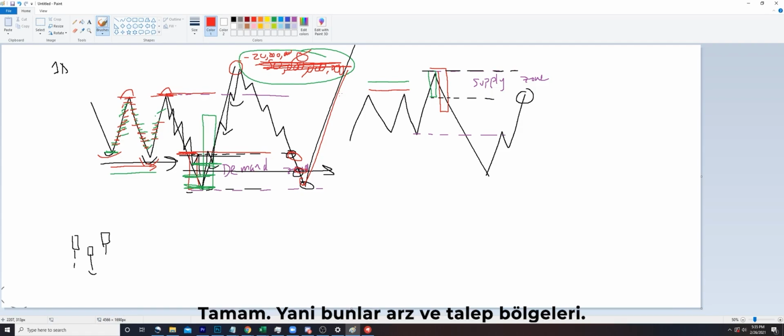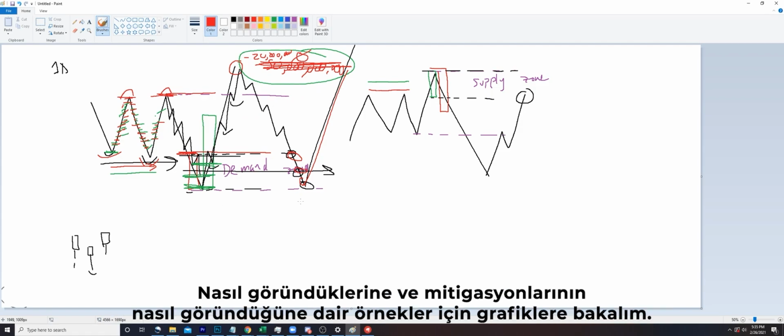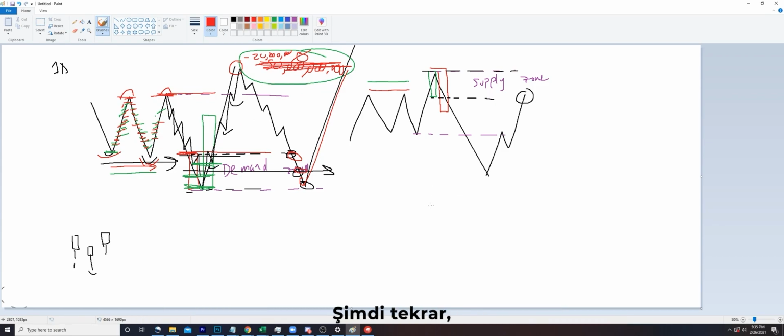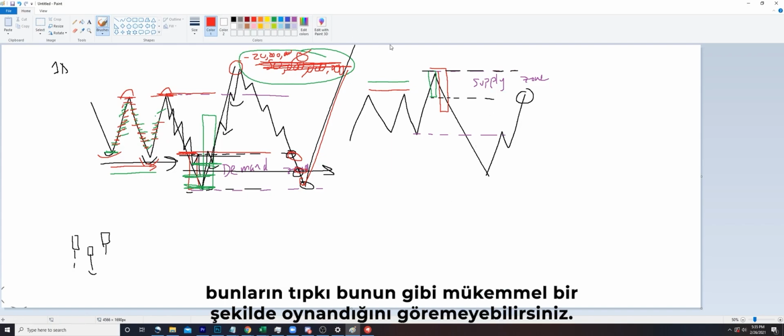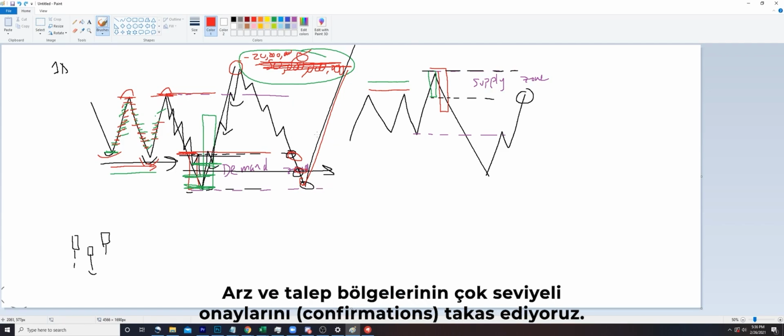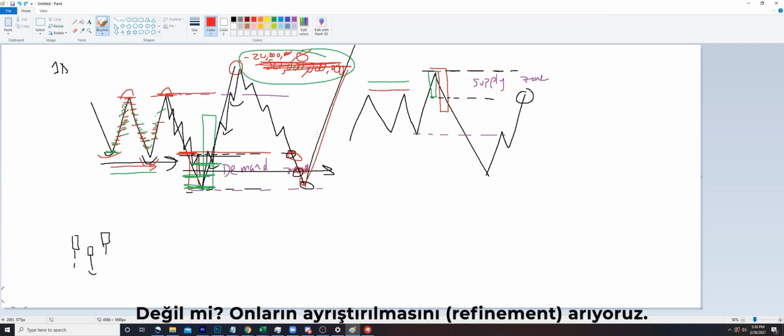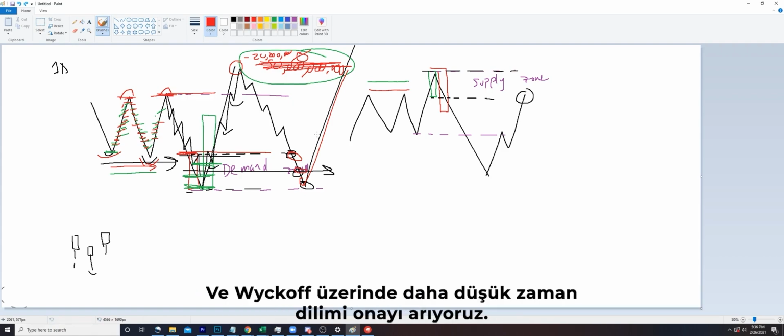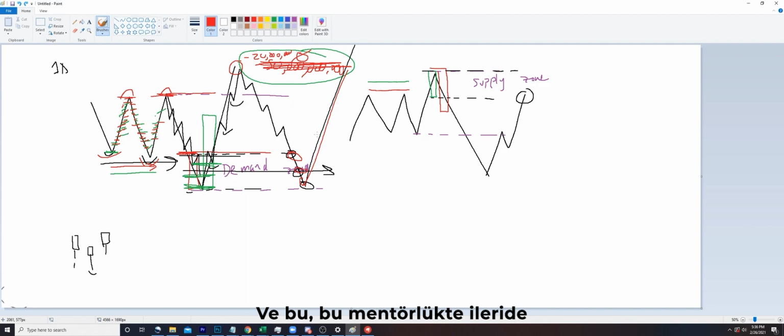Okay, so these are supply and demand zones. Let's take a look at them on the charts for examples of how they look and how their mitigations look. Now, again, when we look at these in the charts, you might not see them play out just like this perfectly. Because remember, we don't just trade supply and demand zones. We trade the multi-level confirmations of supply and demand zones, right? We look for the refinement of them. We look for the structural confirmation of them. We look for higher time frame confirmation of them. And we look for lower time frame confirmation on Wyckoff. And that's something we're going to be working with down the line in this mentorship.